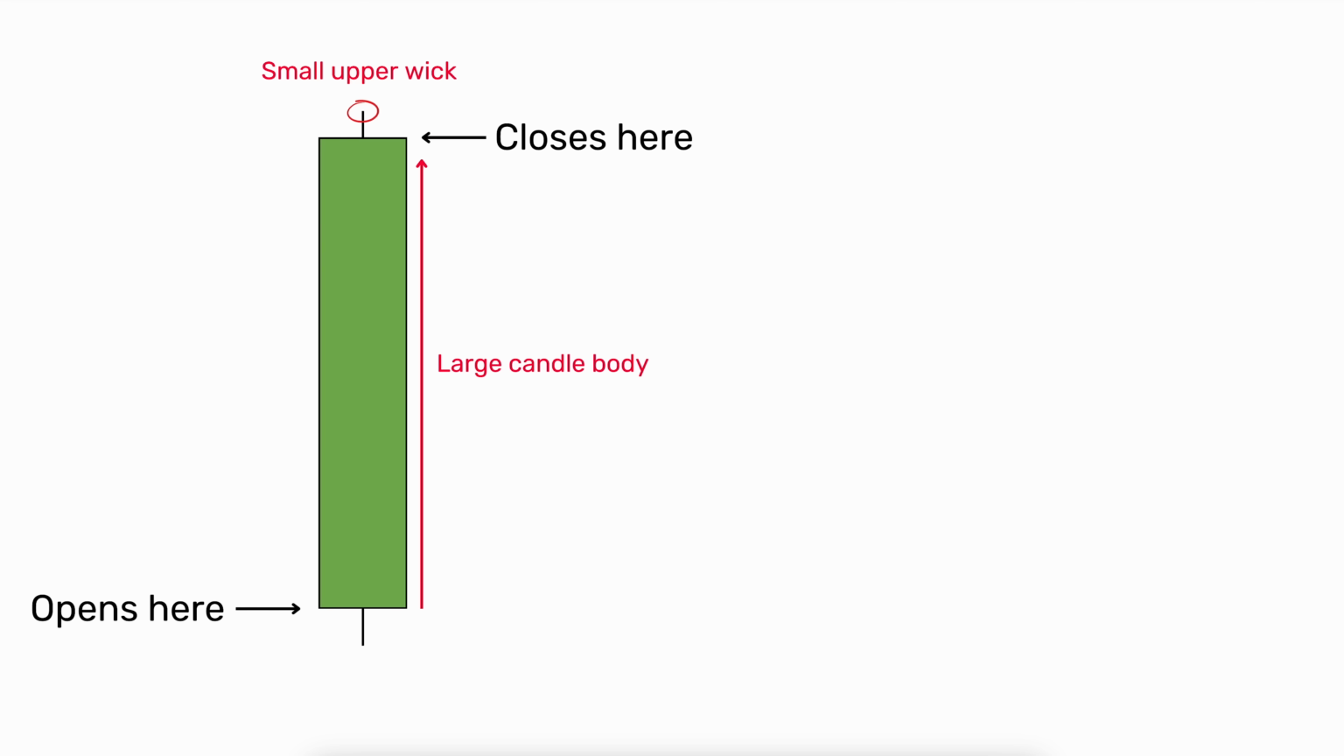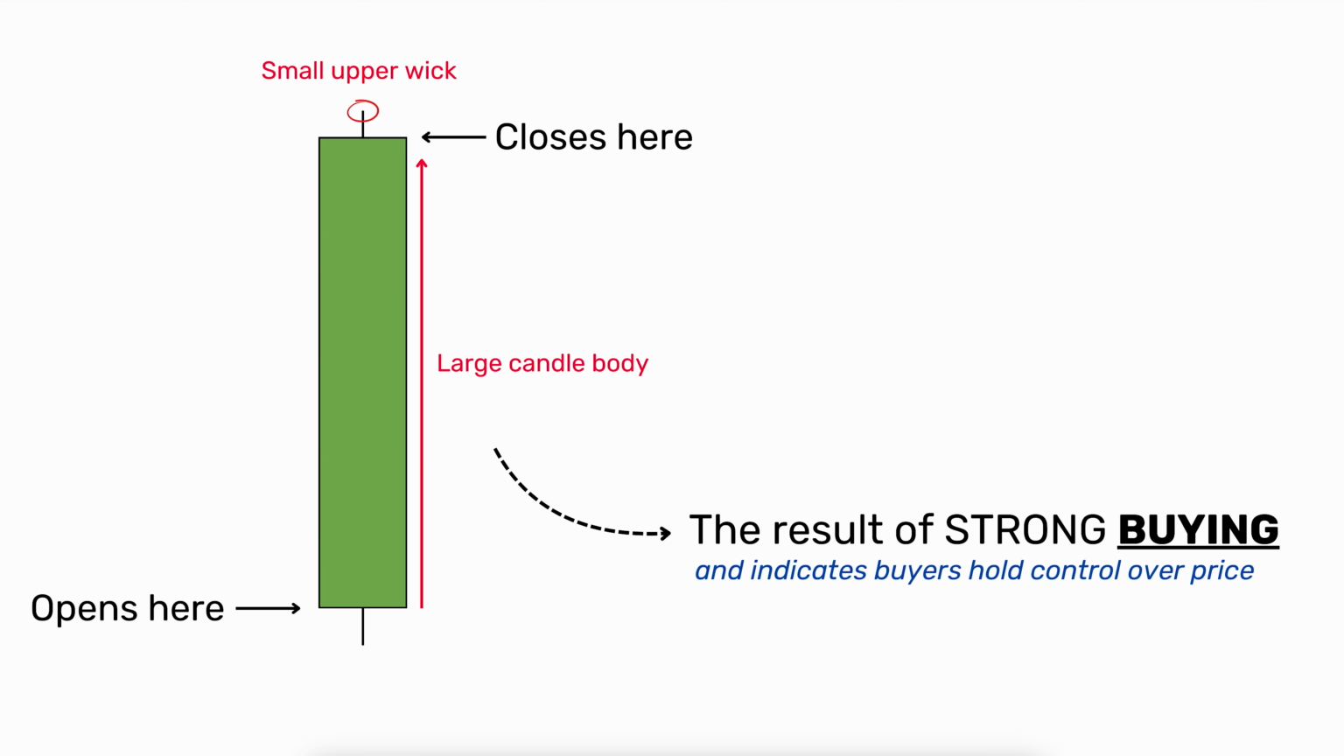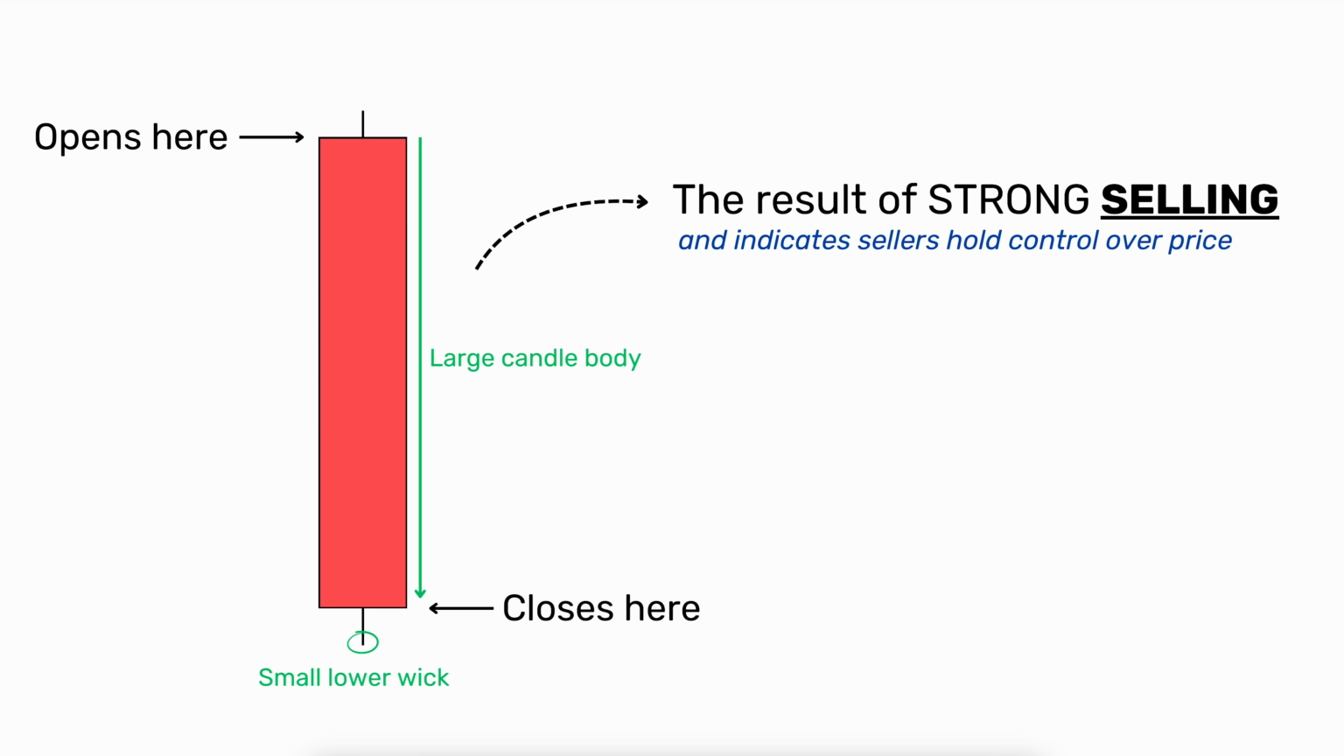So getting into strength candles. If we have a candle that opens here and closes here with a large candle body and a small upper wick, this is the result of strong buying. This is a strength candle. And it indicates that right now, at the time of printing this candle, the buyers hold control over price in the market. The same is true for a bearish candle that opens here, closes here, has a large candle body and a small lower wick. This is the result of strong selling. We've seen uninterrupted selling, which has driven the market down over whatever specified period of time this candle is representing. It indicates that sellers, at this point in time, hold control over price in the market.